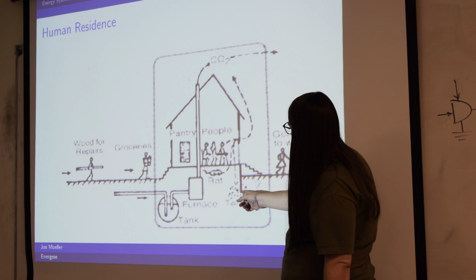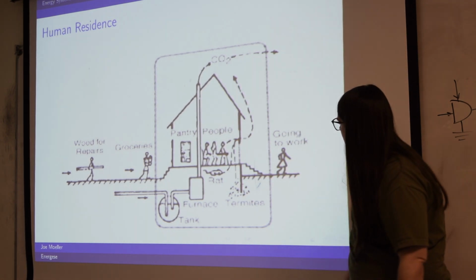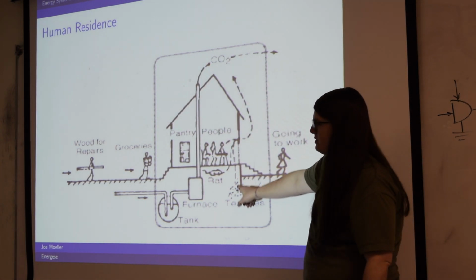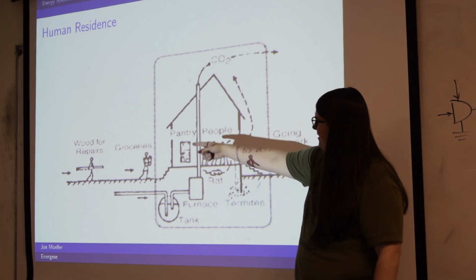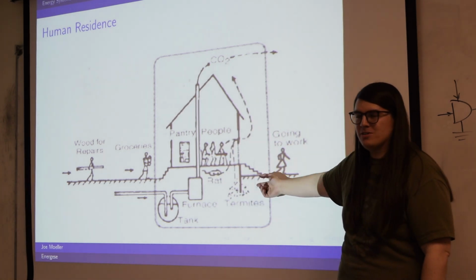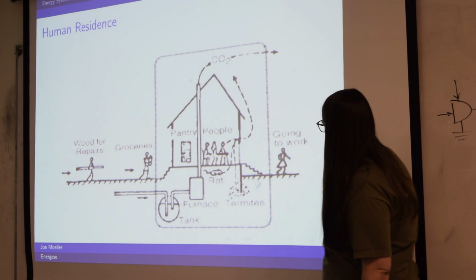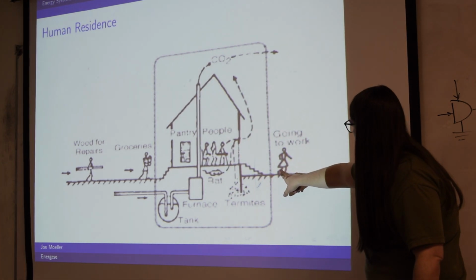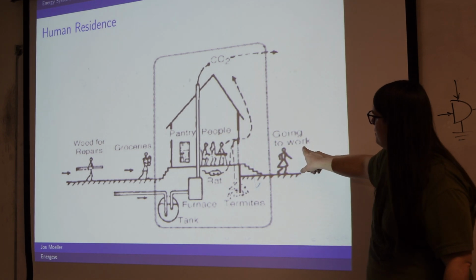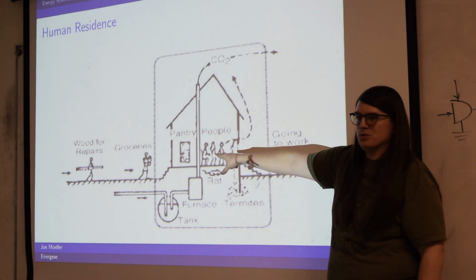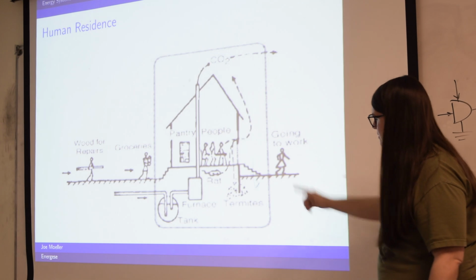Then there's termites eating away at the wood in the house. Wood for repairs is being brought in to counteract that force. And they're also producing CO2. And then here's a person leaving to go to work because it also takes money to get the groceries and the wood and the gas.